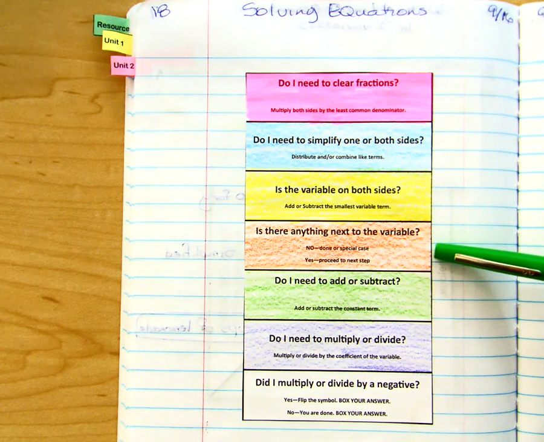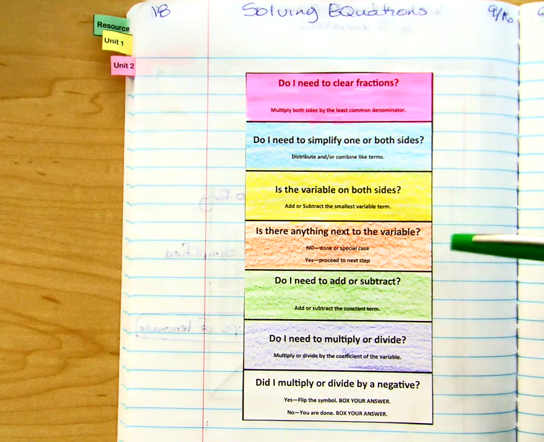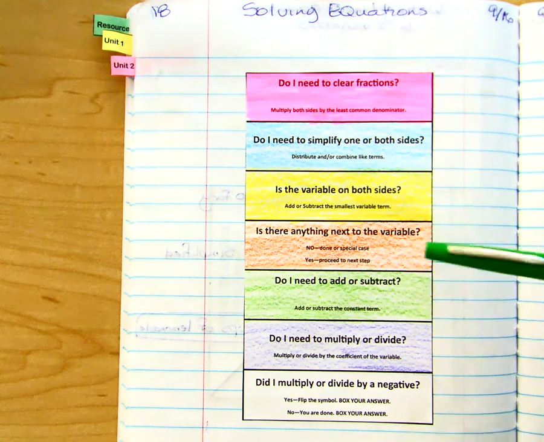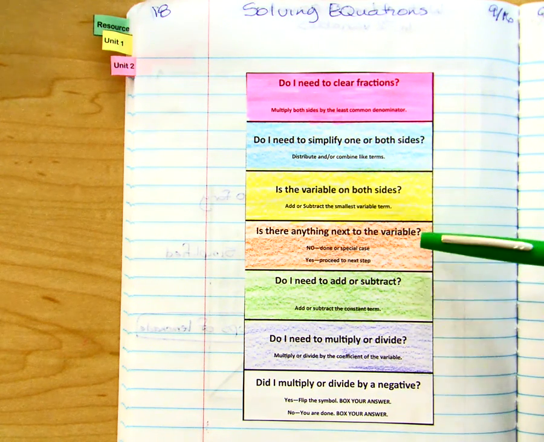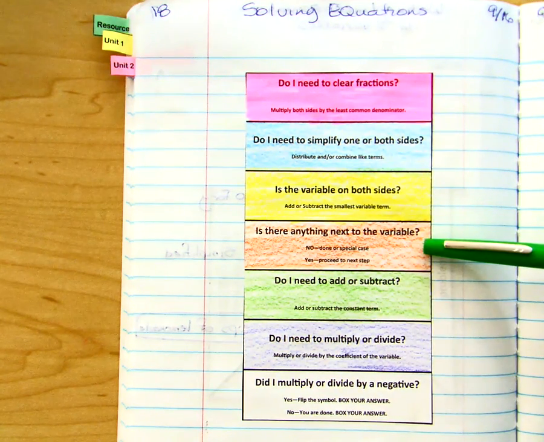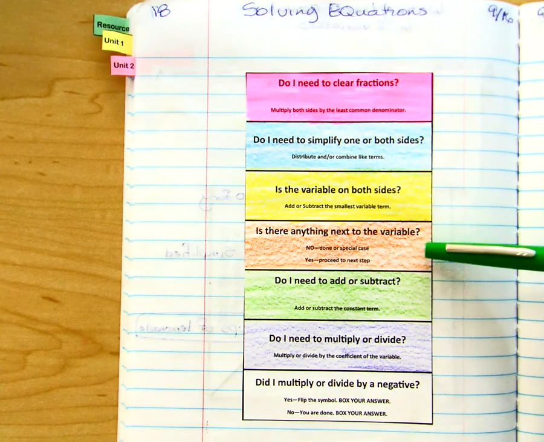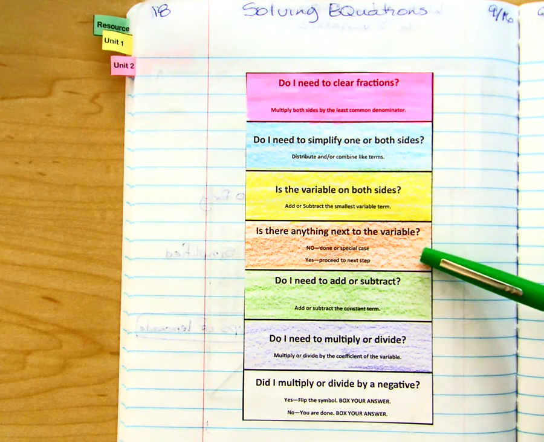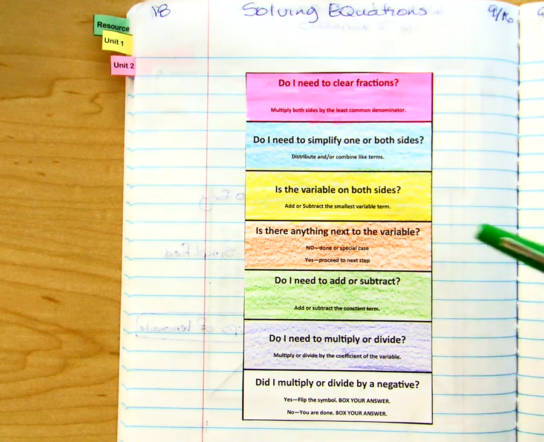After we have the variable on just one side, we go here to the next question, which is: is there anything next to the variable? At this point, we're looking to see if there are any numbers on the same side as the variable. If there are, we are going to proceed to the next step. If there are not any numbers next to the variable, then we are done, or we have a special case situation.